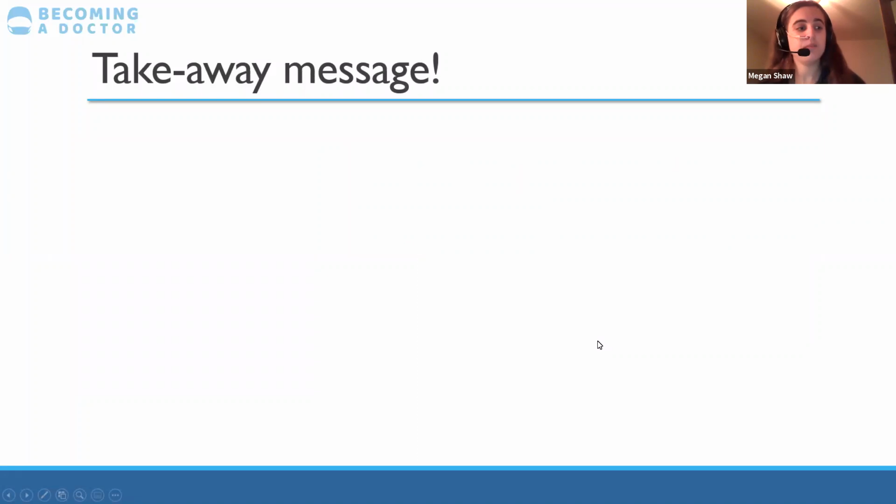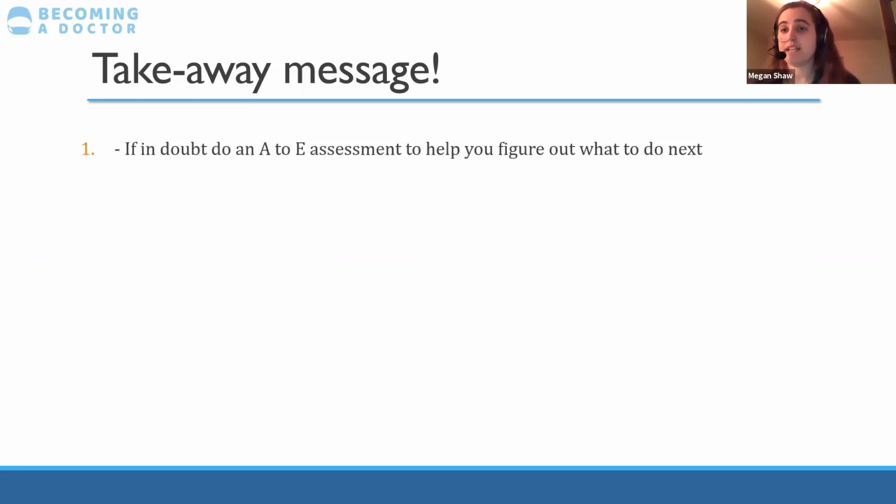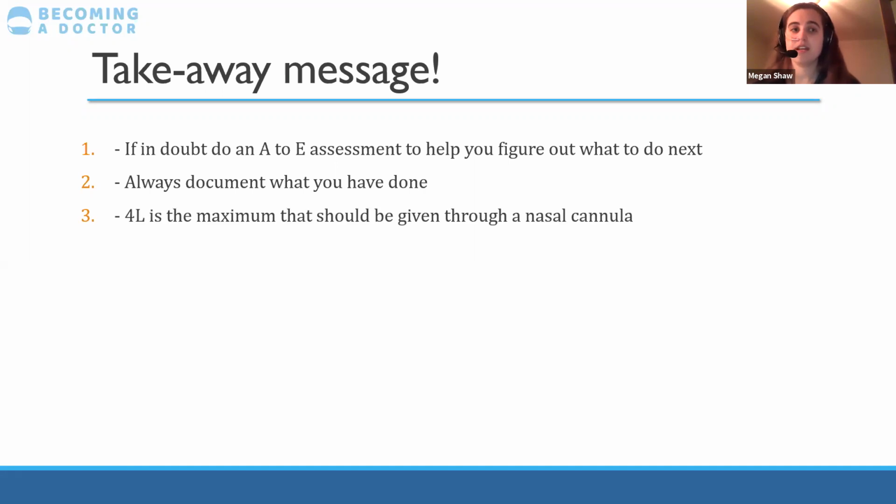So I think that's me almost done. Take away messages for today. If in doubt, do an A to E. It will help you figure out what to do. Always document what you've done. From the scenarios, 4 litres is the maximum you should give through a nasal cannula. That's really important to remember, because a lot of patients on wards will just sit with the nasal cannulas on, and you'll want to turn their oxygen up. Fluid challenge: if they're hypotensive, give them a fluid challenge. And 5, always check under the sheets. You don't want to miss a swollen leg or an infected wound, or, in the scenario we talked about, a rectal bleed.